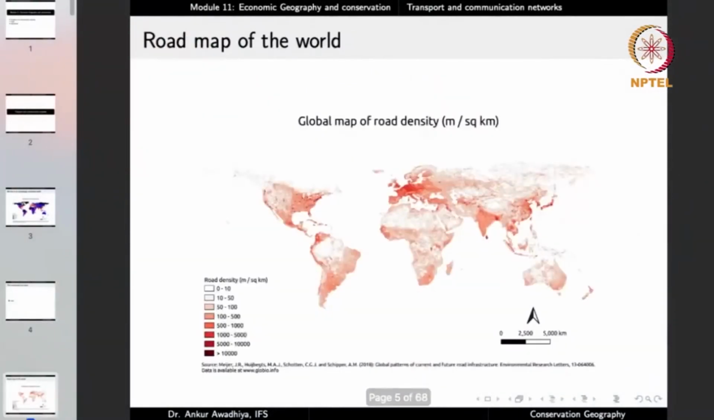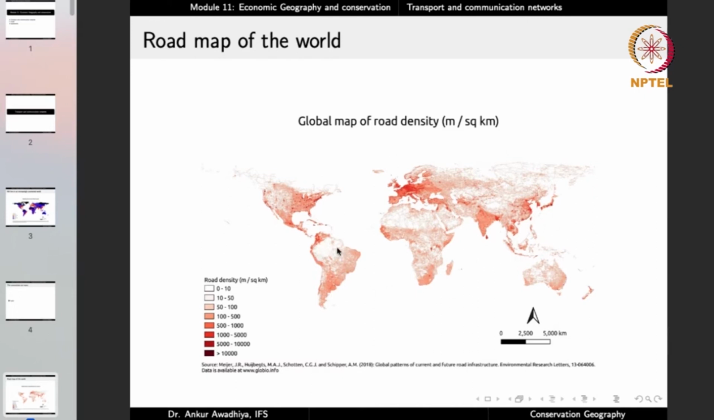Now, if you look at the road density in the world, we find again here there is a very similar picture. There are certain areas, say Europe or Eastern United States or India or eastern part of China, where the road density is pretty high.